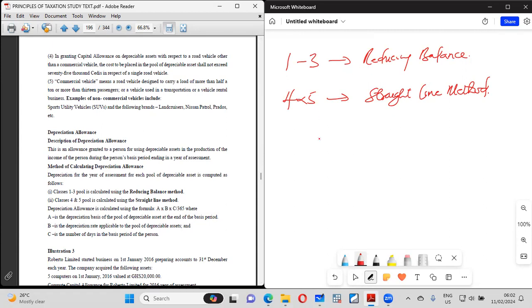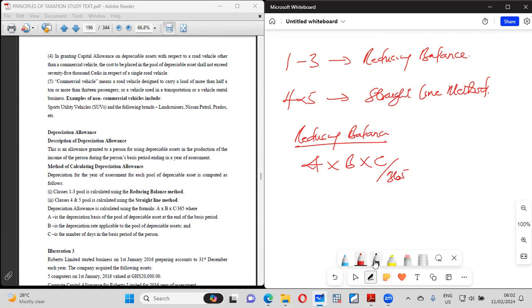So here, the reducing balance concept, how do we go by it? Here we use A by B by C divided by 365 days. Now, what is A? A is the depreciable basis. And what do we mean by the depreciable basis? So if the asset commences, you buy it afresh, the depreciable basis will be the cost. But subsequently, the depreciable basis will be the carrying amount. And here, carrying amount, we call it written down value.